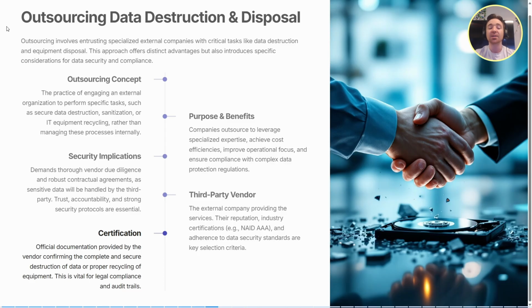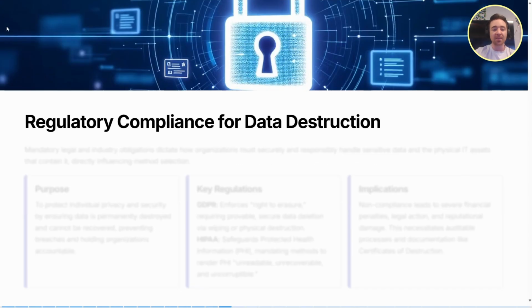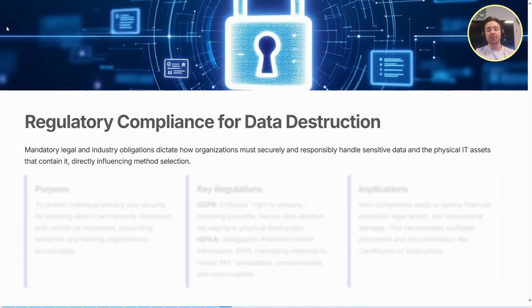You specifically need to know that when you hire a third party, they are going to provide you with a certificate of destruction or certificate of disposal, which is something you're going to need to keep a hold of because if you get audited, you need to be able to present this to the individual or agency auditing you and say, hey, we outsourced and we actually have a certificate confirming that we've done this. Here is the evidence. Okay, you do need to know about that certificate of disposal or certificate of destruction for your exam.